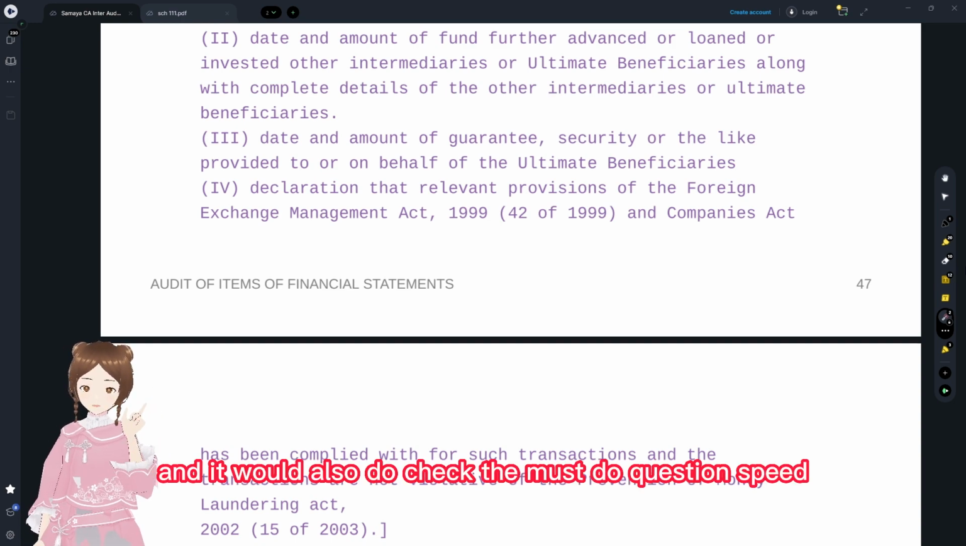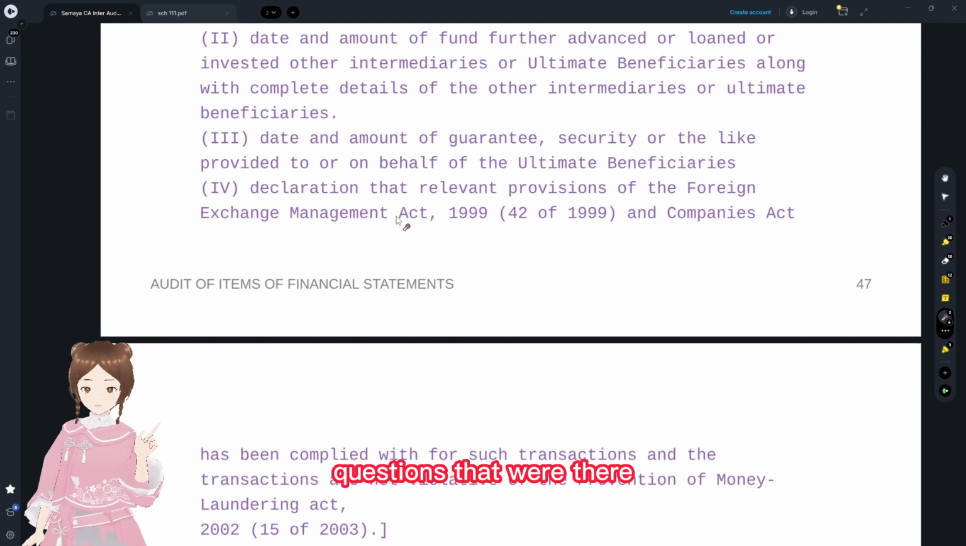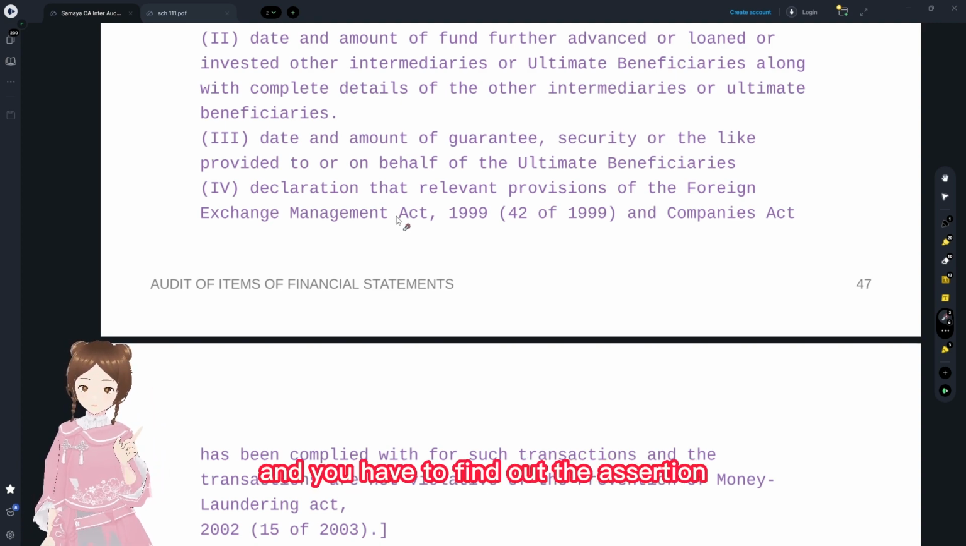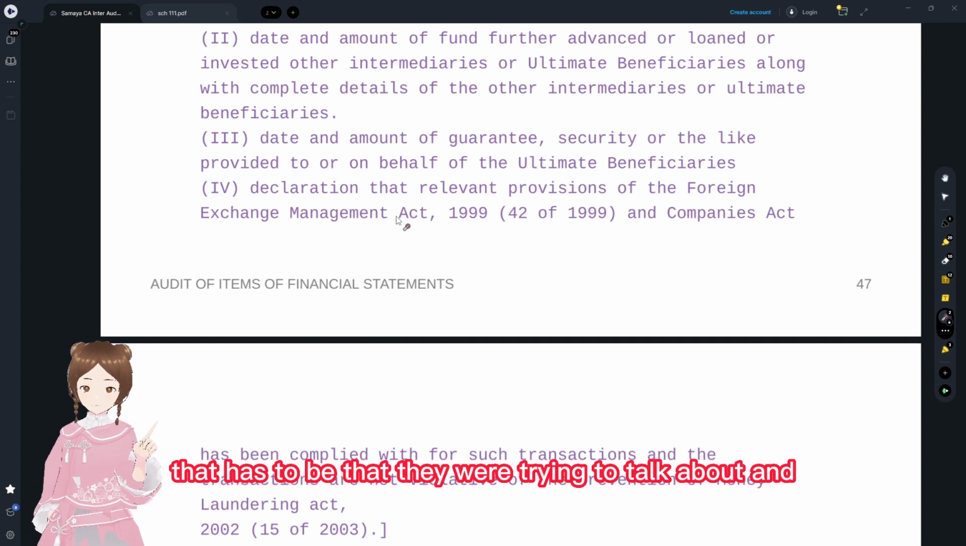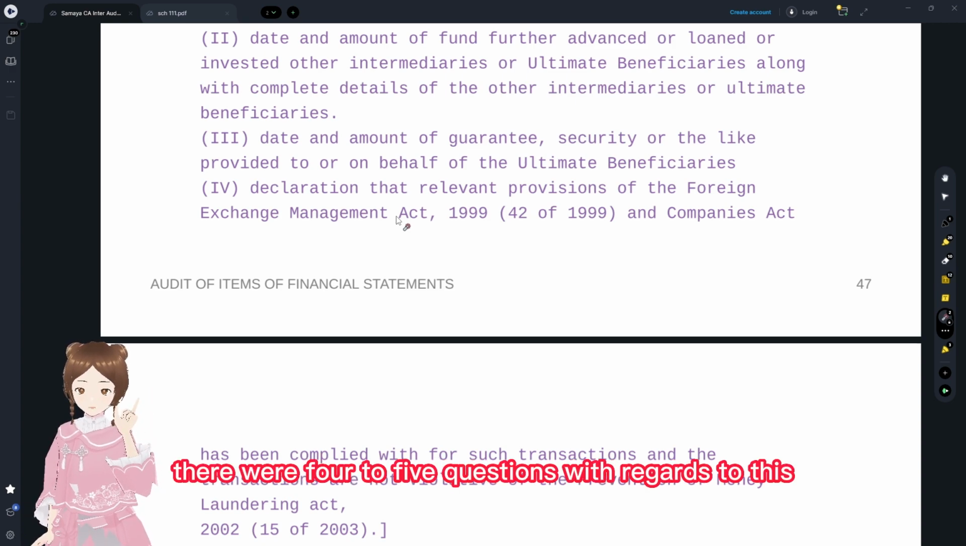Do also check the must-do questions PDF. There are 2 to 3 kinds of questions where they just give you a kind of word, and you have to find out the assertion that they are trying to talk about. And again, with regards to PPE and employee benefits, do check that there are 4 to 5 questions with regards to this chapter.